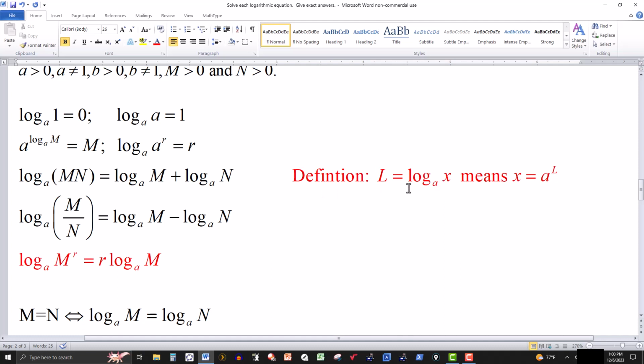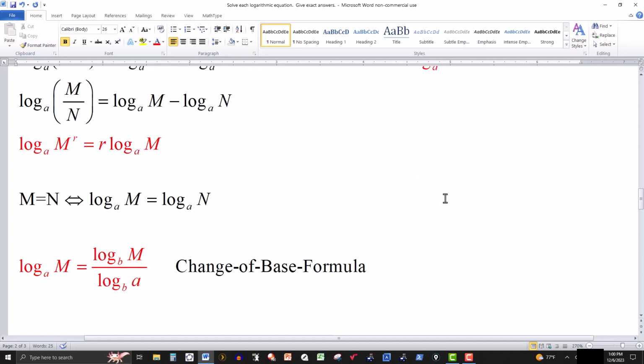Log of x to base a is equal to L. That's your logarithm. It means that x has to be equal to the base, in this case a, taken to the L power. Then we have this one here. You have the log of some number m to the r power to base a. You can bring this exponent out in front and make a coefficient, and vice versa.